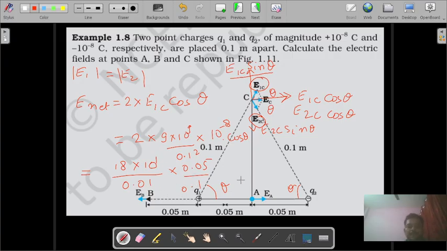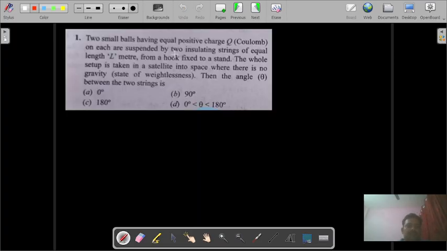So we get again 90 into 10 to the power 2. So the net electric field at this point would be 9 into 10 to the power 3 Newton per Coulomb. Let's move to the next problem and see what can be.